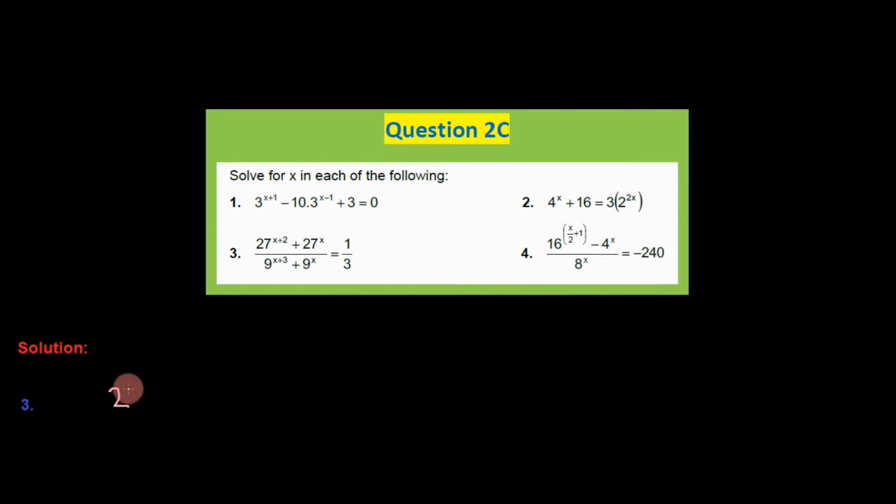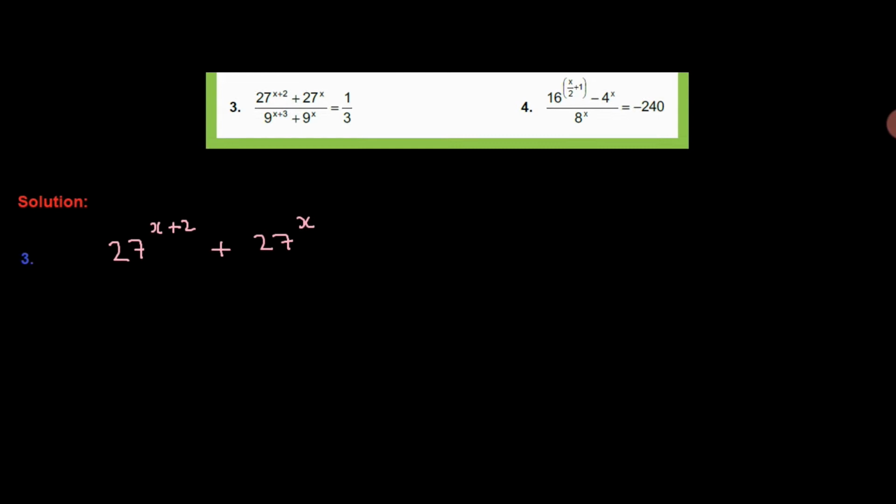We have 27 to the x plus 2 plus 27 to the x. And this is all over 9 to the x plus 3 plus 9 to the x. And on the right-hand side, we have a third.